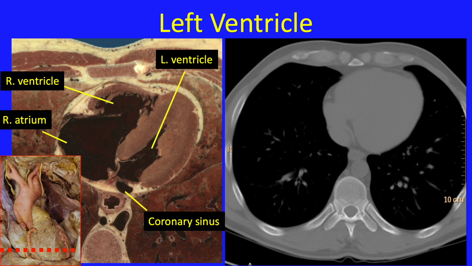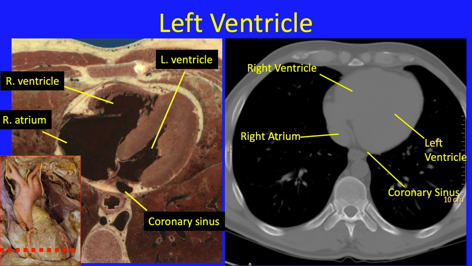We now reach the last CT image and compare to the cadaveric cross section. Note that this patient was not administered IV contrast. As the cross section indicates to us, we can label the right atrium, the right ventricle, the left ventricle, and what is that dark channel entering the right atrium? The coronary sinus.